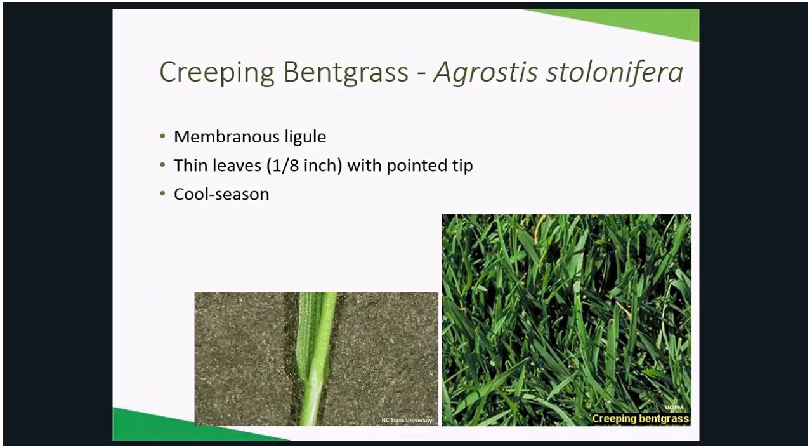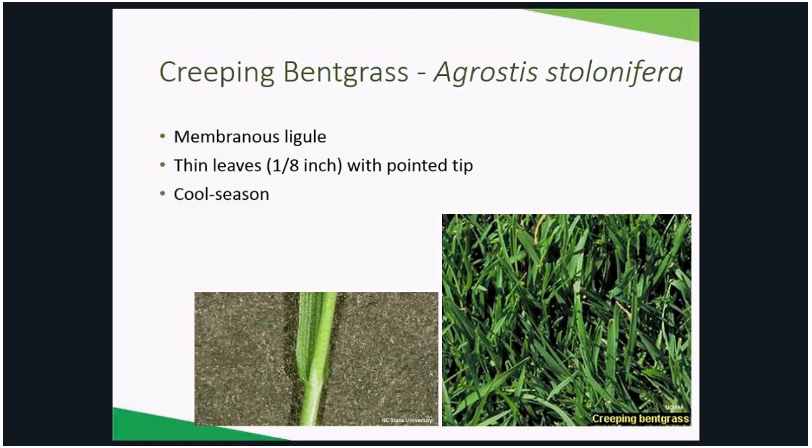All right, creeping bentgrass is our next grass. And this grass can be identified because it has a tall membranous ligule. Again, on this grass here, and it's not showing up as well as it did before on this picture, but there is a ligule right here that would be noticeable if you were in the field and you were able to pull that leaf blade back.